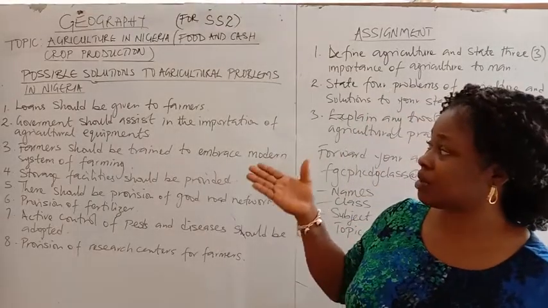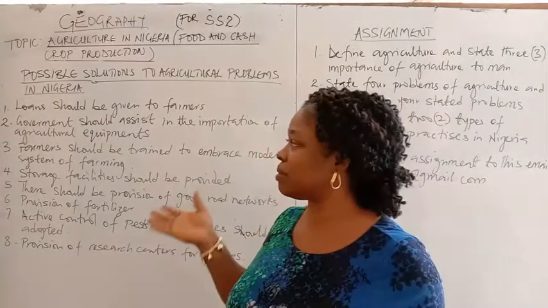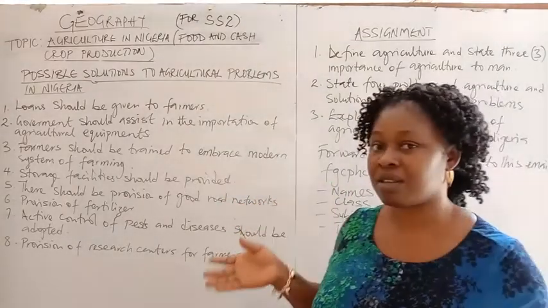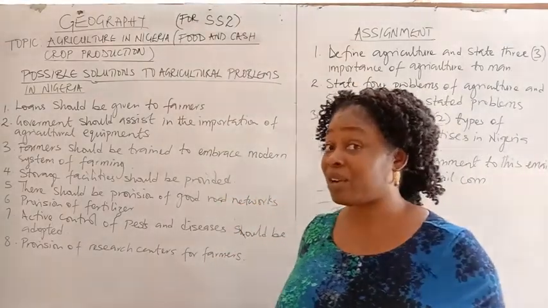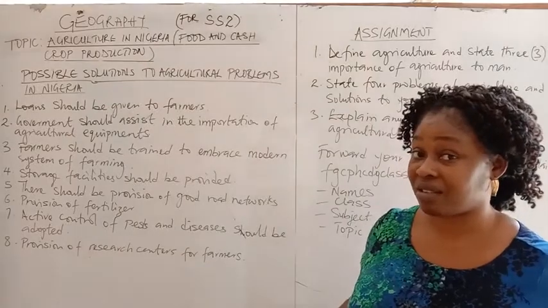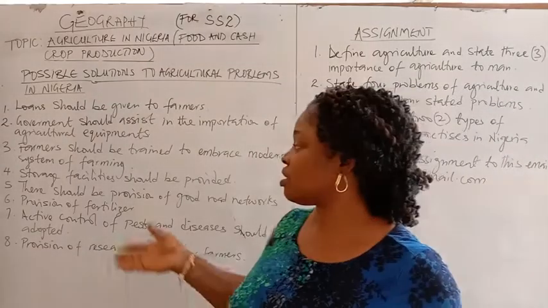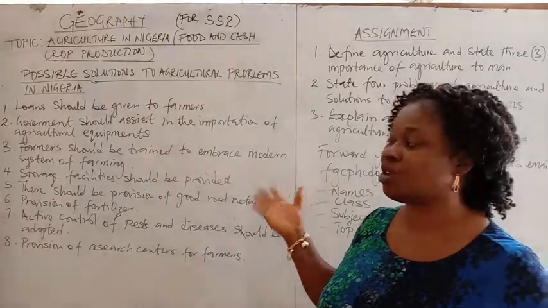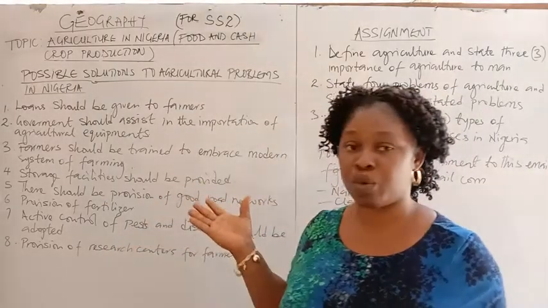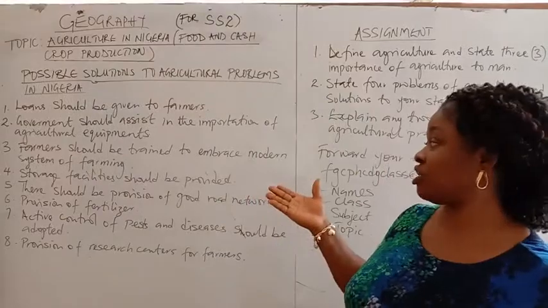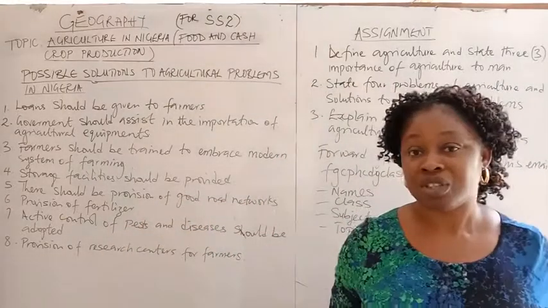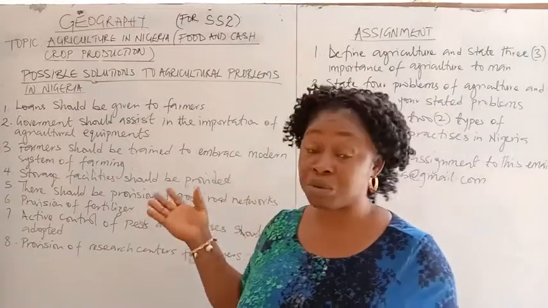We are looking at the possible solutions to agricultural problems in Nigeria. 1. Loans should be given to farmers so that they will be able to expand on large scales of agriculture. 2. Government should assist in the importation of agricultural equipment. 3. Farmers should be trained to embrace modern system of farming so that they'll have the knowledge on how to use the agricultural equipment.